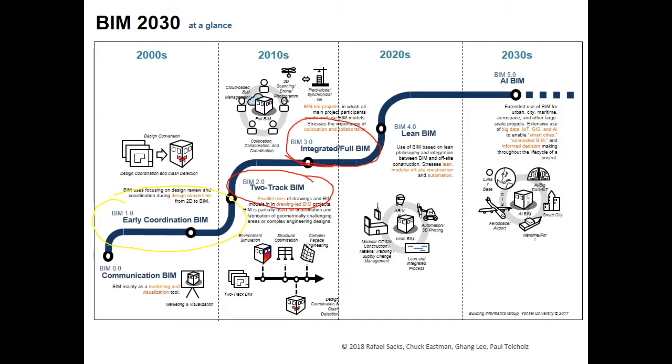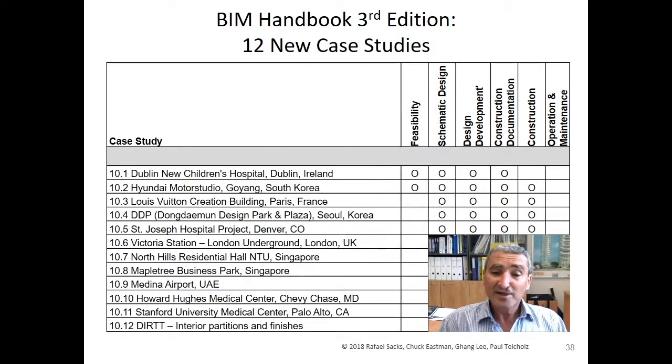And now, as we look ahead to the 2020s, perhaps the next step will be a much deeper integration of Lean and BIM, but going beyond that, much more emphasis on artificially intelligent BIM, where BIM really will become a platform for many other functions that we're not able to do now, but which I discussed in the previous slide. Finally, what we have new in the BIM Handbook in the 3rd edition are 12 entirely new case studies.